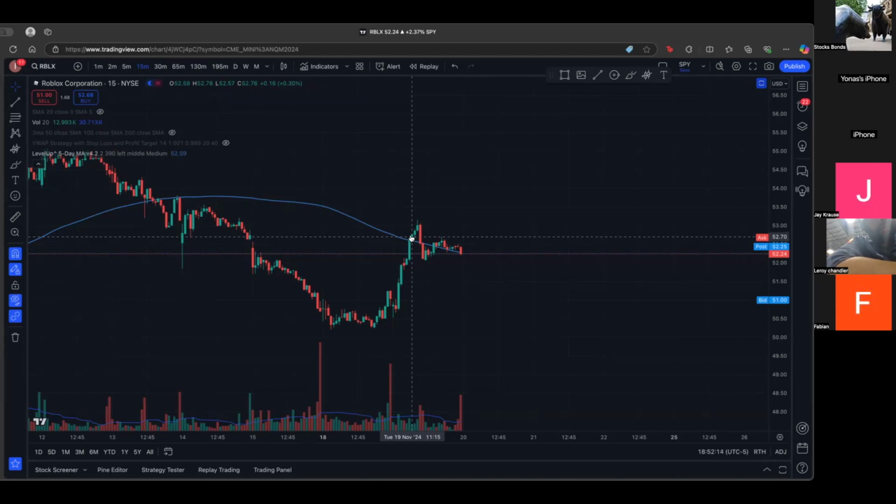At that time, it doesn't matter if the stock price got back above the 5-day moving average or not, because the 5-day moving average is still declining to the downside.